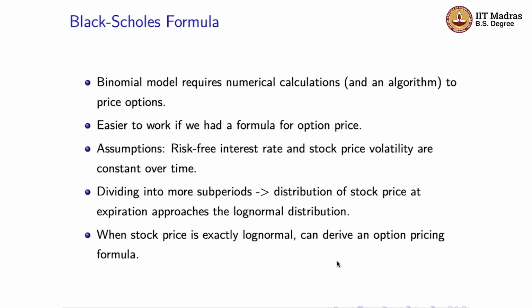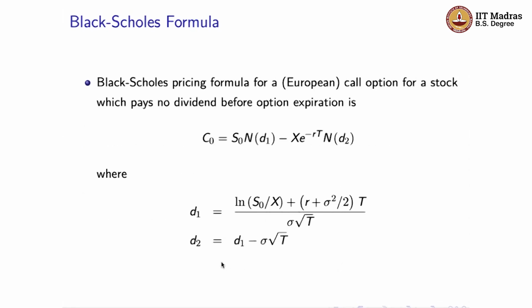And we also saw that once we were dividing into more sub-periods, the distribution of stock price at expiration was looking something similar to the log normal distribution. So we'll go ahead with this assumption and take it to the limit. And when the stock price is exactly log normal, one can actually end up deriving an option pricing formula. And this is what we turn to next.